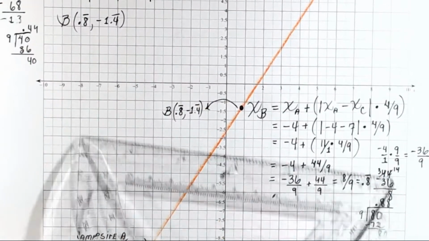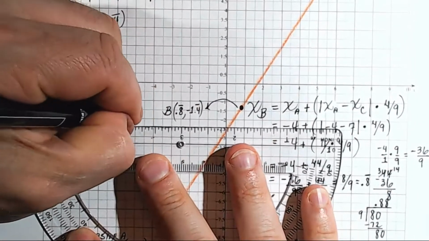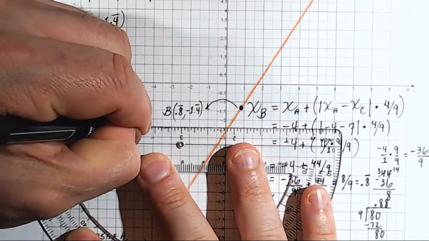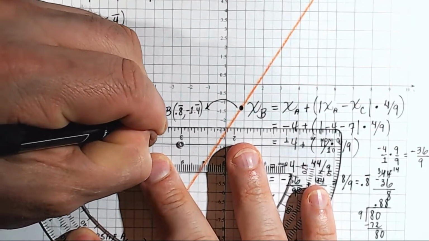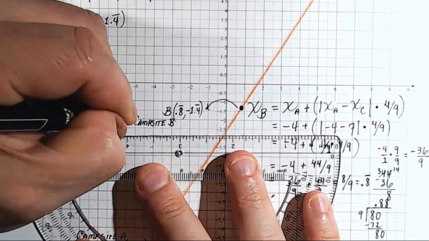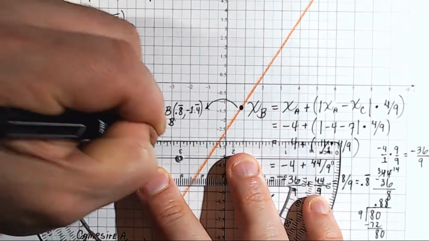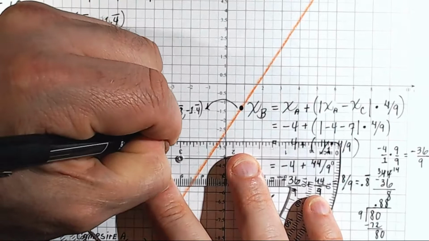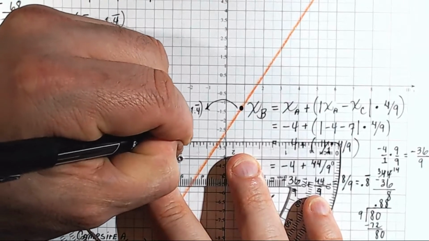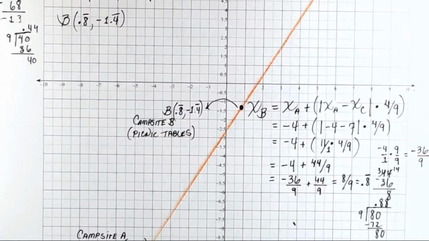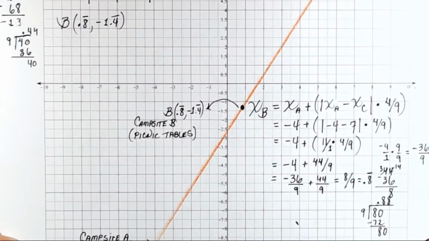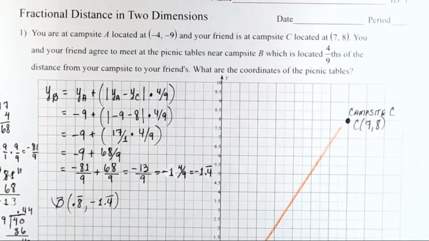And this is where the picnic tables are. So this is campsite B, and also picnic tables. So this is where the meeting place is according to the problem. Okay? And that is how you do the first one. Not too bad at all.